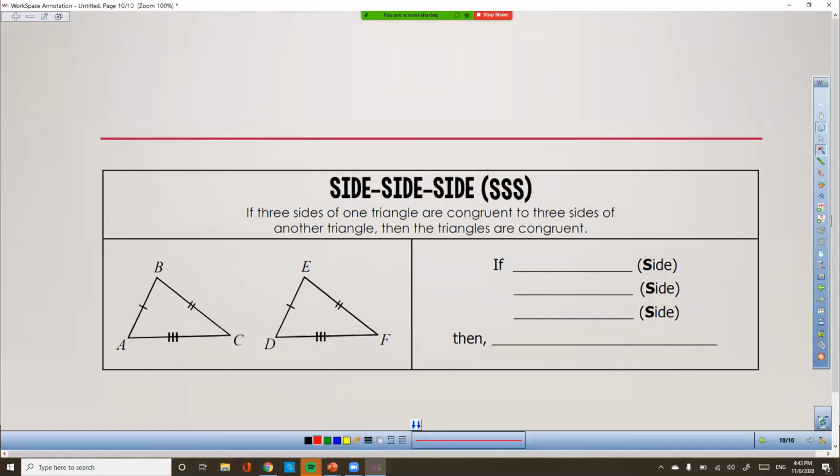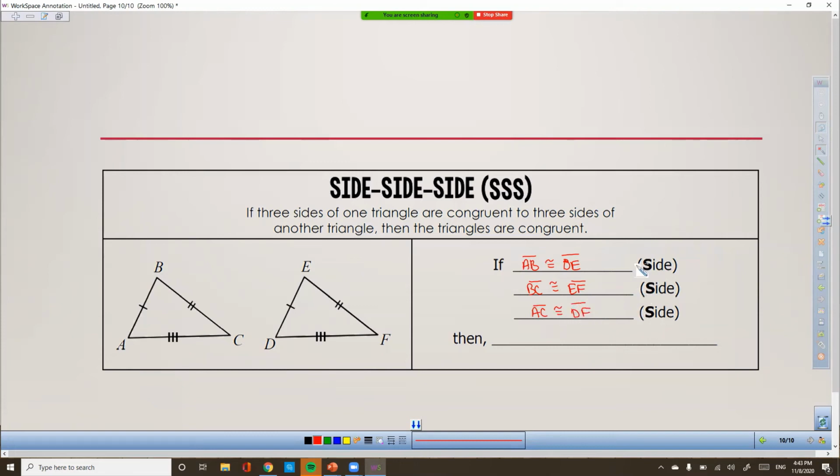And so that means that if three sides of one triangle are congruent to three sides of another triangle, then the triangles are congruent. That's all I need to know in order for me to say that those two triangles are congruent. So for example here, if the first side, side AB, is congruent to the first side here, side DE. The second side, side BC, is congruent to side EF. And my last side here will be side AC is congruent to side DF.